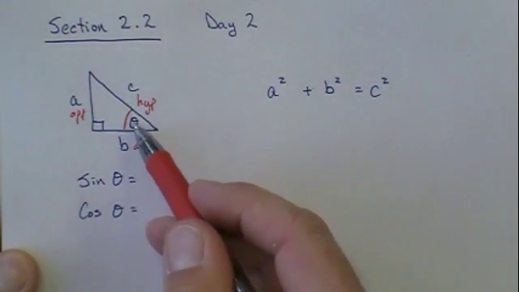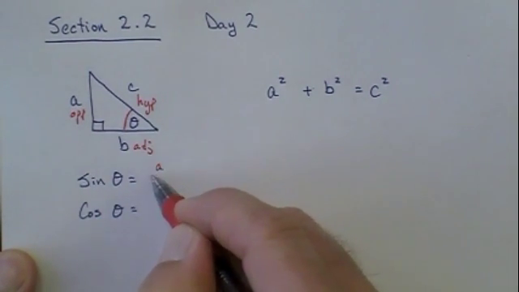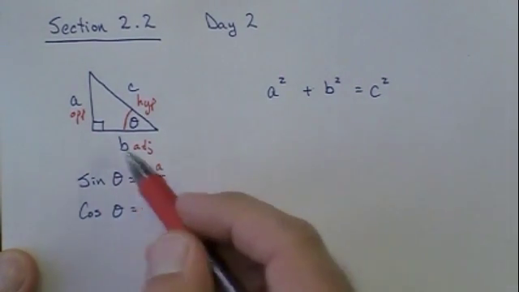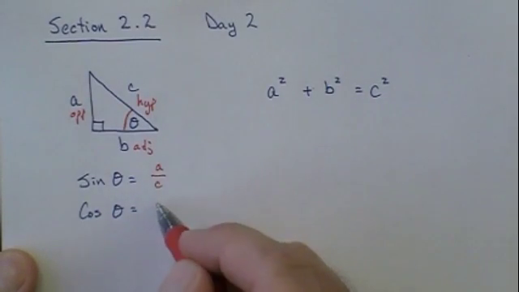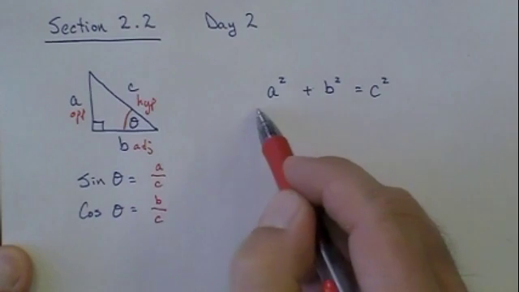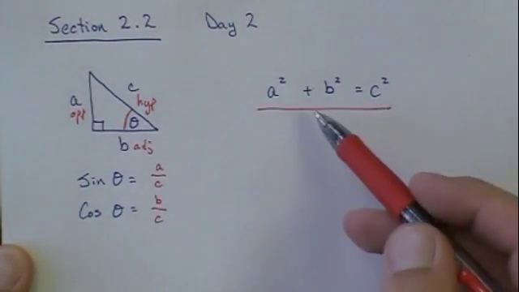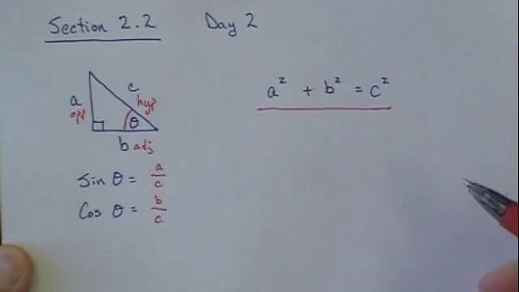So let's see, we've got theta here. Sine of theta is opposite over hypotenuse. That would be A over C. And the cosine of theta is adjacent over hypotenuse. That would be B over C. Now, we have the Pythagorean theorem, a squared plus b squared equals c squared, which works for all right triangles.